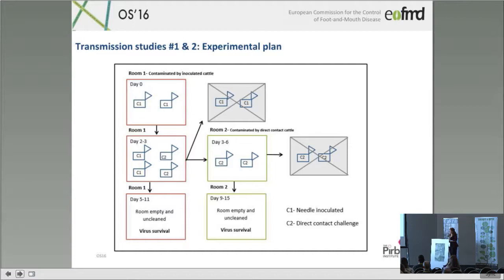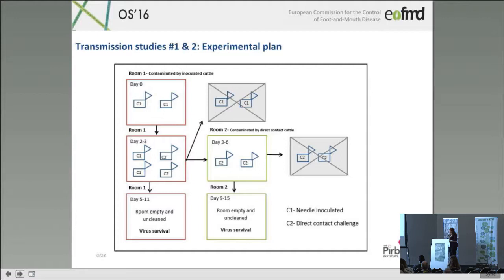This room was then used for a direct contact challenge for 24 hours before the animals were removed and put into room 2. So in room 1, following this, there was a 24-hour environmental challenge, and then the rooms were left empty and uncleaned for virus survival monitoring.